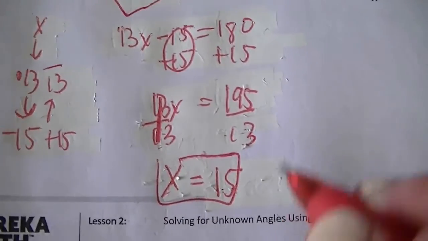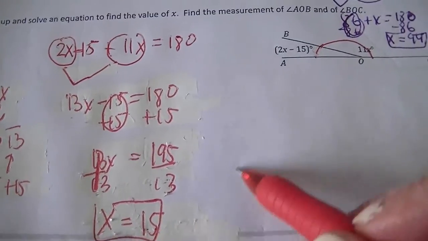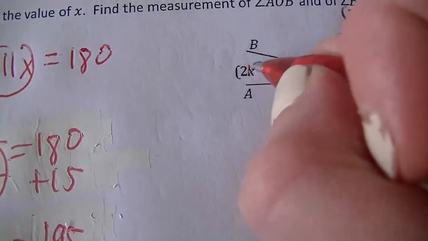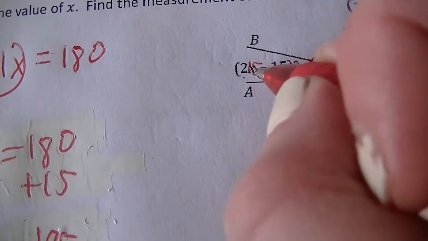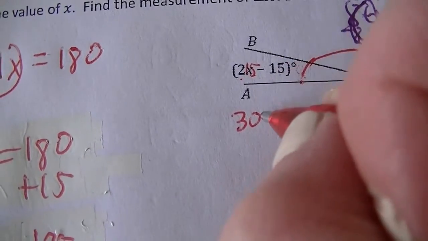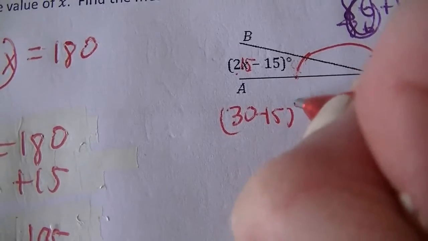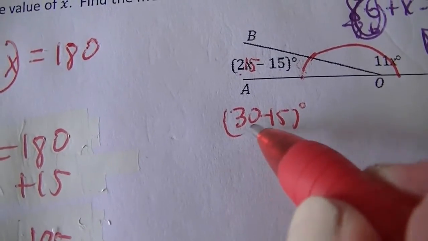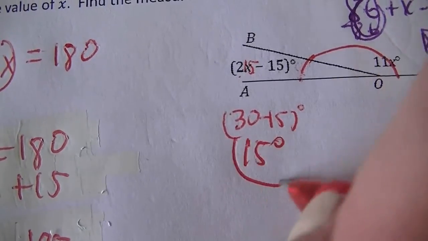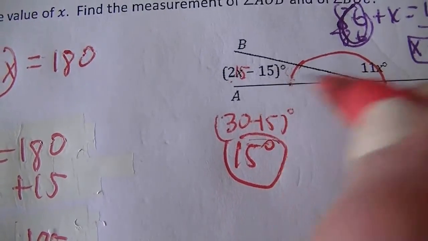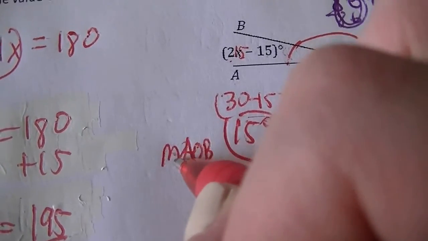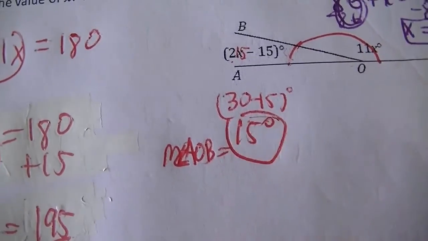We found the value of x, but we're not done, because remember how you have to substitute it back in? Oh, and when we put that 15 right there, we've got to put it right there. So this is really 2 times 15. Well, 2 times 15 is 30. Then we have to subtract 15, and then slap on a degree sign. Well, 30 minus 15 is 15. So the measurement of angle AOB is 15 degrees.